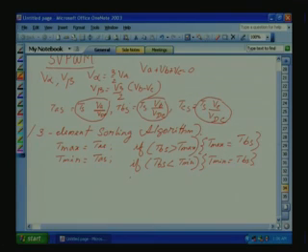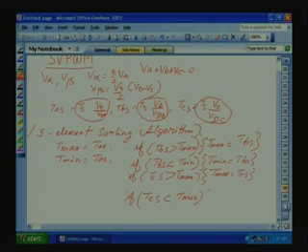Then one more. If TCS greater than T maximum, then T maximum is equal to TCS. Or if TCS less than T minimum, then T minimum is equal to TCS. So, by this sorting algorithm we can find out which is maximum, which is minimum and which is the middle one.